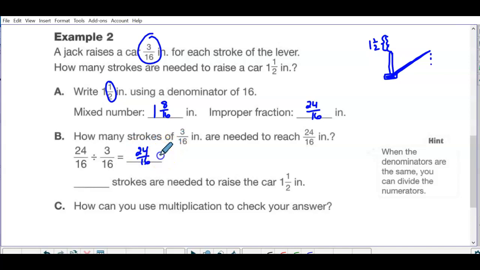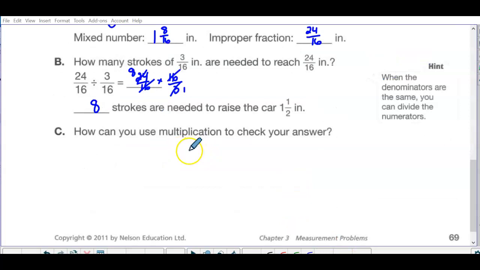24/16. Invert and multiply, and you'll notice the 16s divide out. That's why we did it, made it so much easier. And then 3 goes into itself once, into 24 8 times. So we get exactly 8 strokes needed to raise 1.5 inches.